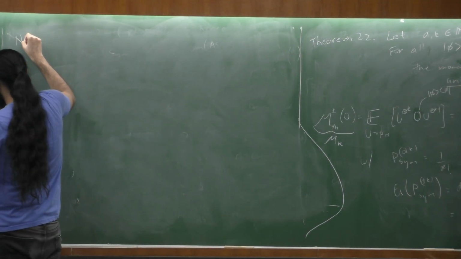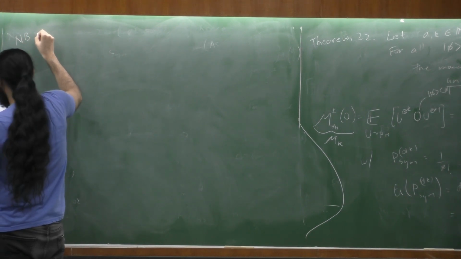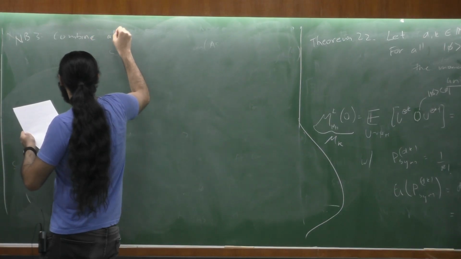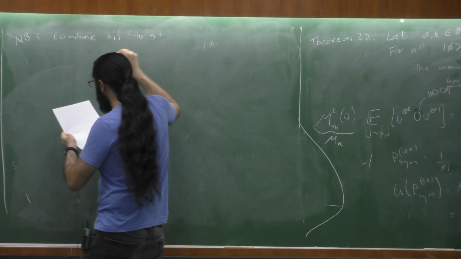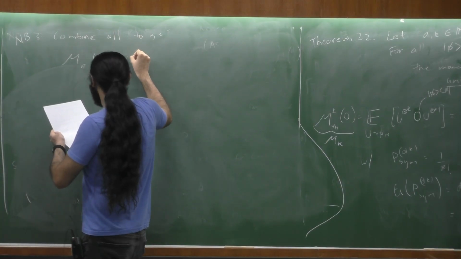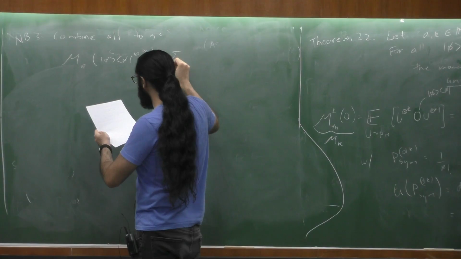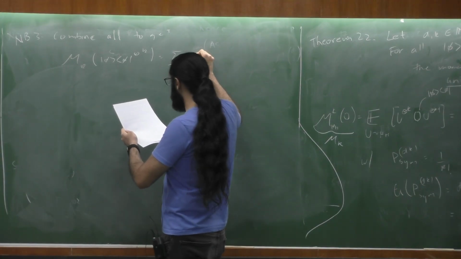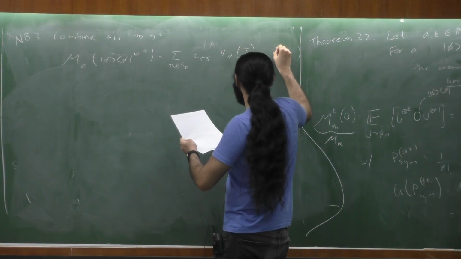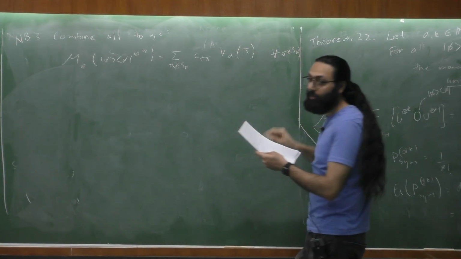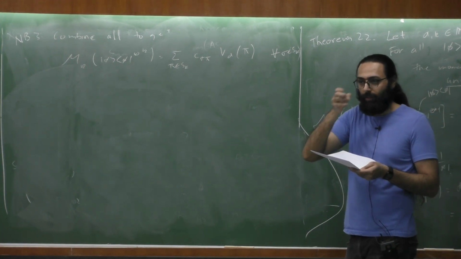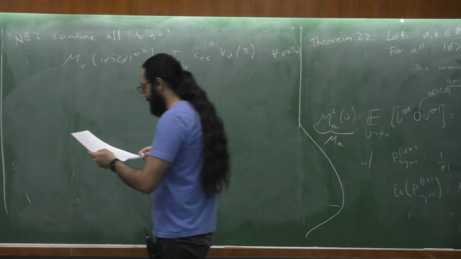Okay, so now when you combine all these, we get that M sub k acting on phi tensor k is the same as the sum over pi in S_k of c_(sigma pi) V_d(pi), and this statement is true for all sigma, all permutations sigma. Correct? That's what we showed over there, because sigma was arbitrary.